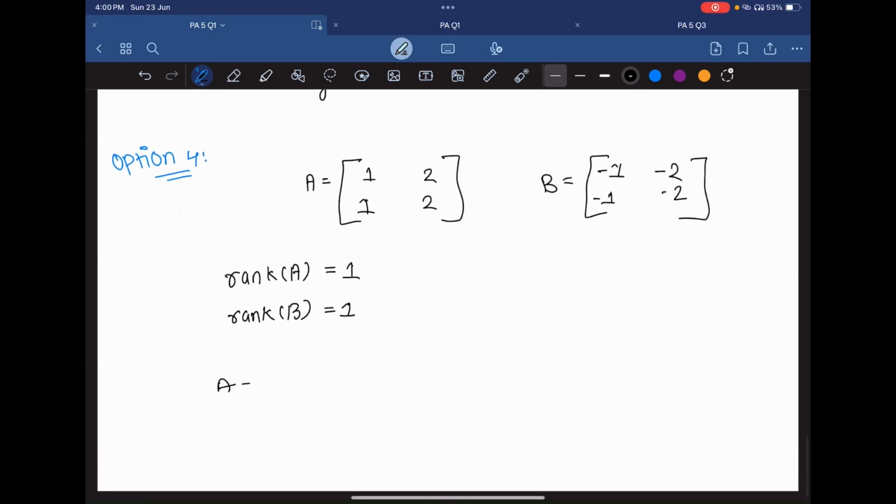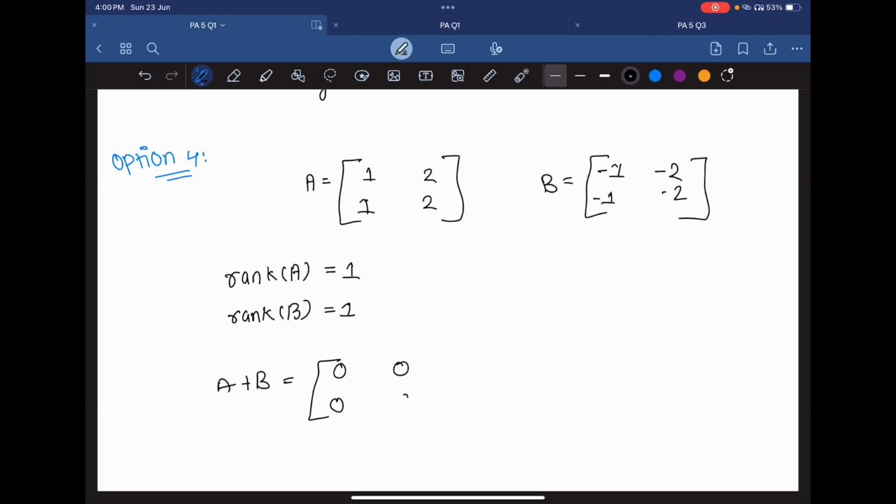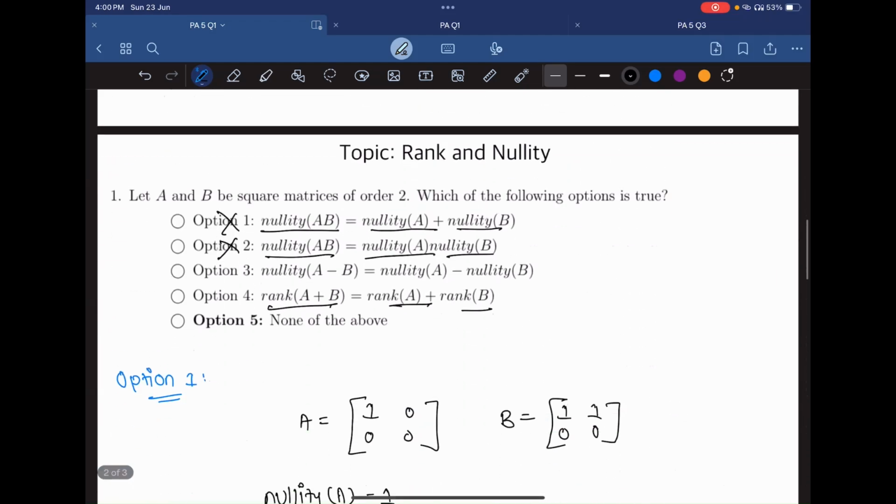And if we talk about our A plus B matrix, as B is nothing but the negative of A, A plus B would be the 0 matrix. And the rank of A plus B would be equal to 0, and that is not equal to rank of A plus rank of B. Hence, option 4 is also incorrect. And as none of the above options are correct, option 5 would be correct.